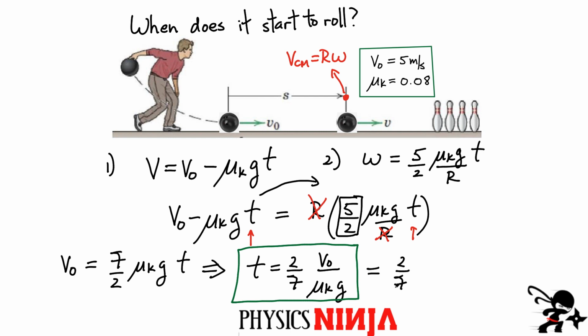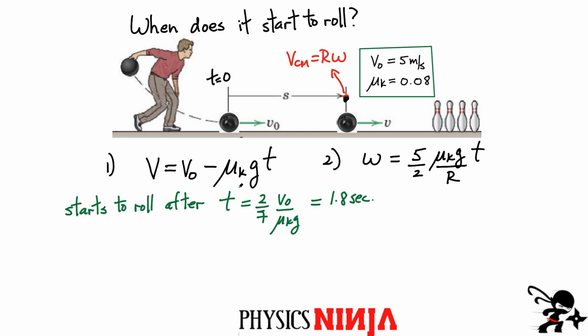So 2 over 7, v0 was 5 meters per second. We can put 5 up here. Coefficient of kinetic friction was 0.08, and little g we'll just take as 9.8. Put that in your calculator. I think I did things correctly. I think we get 1.8 seconds. So after 1.8 seconds, the ball will begin to roll. So from time equals 0 all the way to time equals 1.8, it's actually sliding.